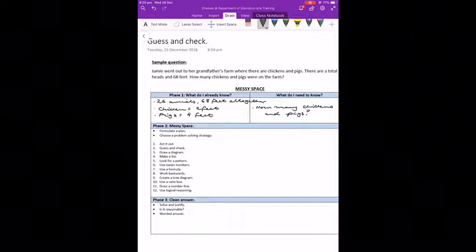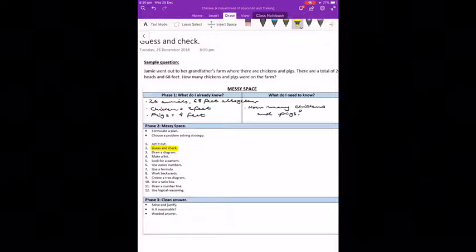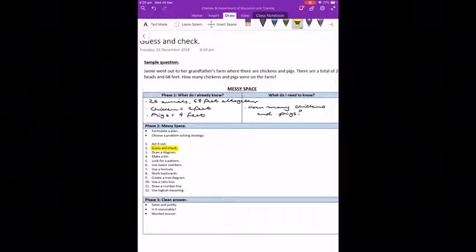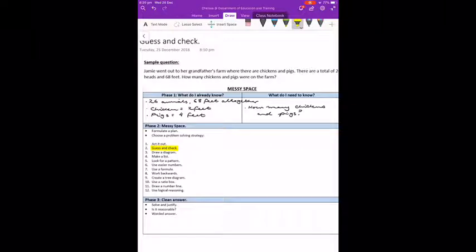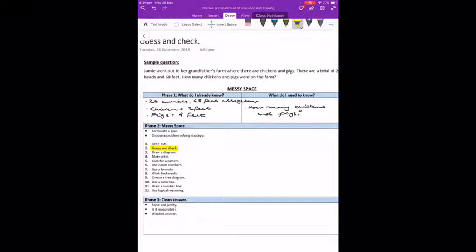Let's look at phase 2, messy space, using guess and check. We start this problem solving strategy by attempting a solution and checking if that's correct using information in the problem. If you make an incorrect guess, please don't view this as an error, because the more unsuccessful attempts we make, the closer we are in fact to getting a more educated and a correct solution.